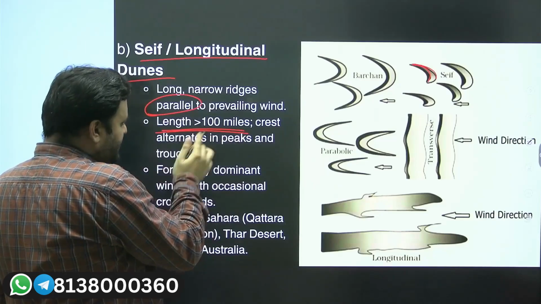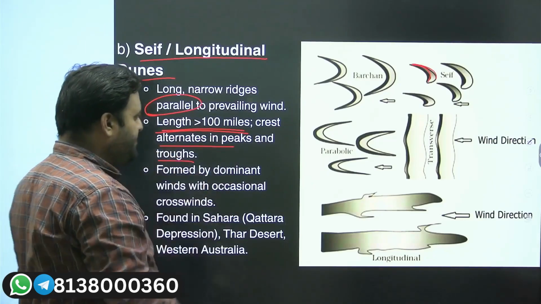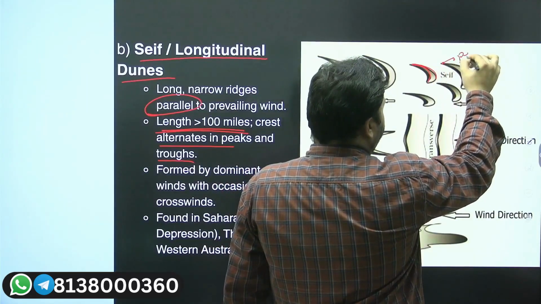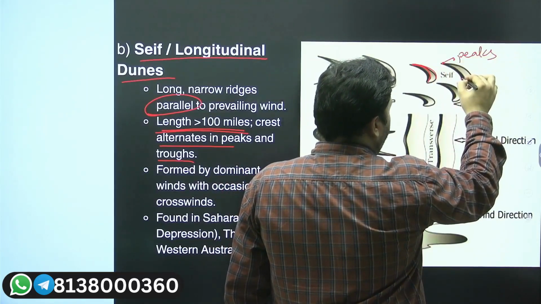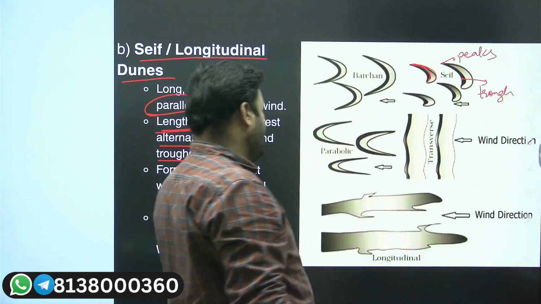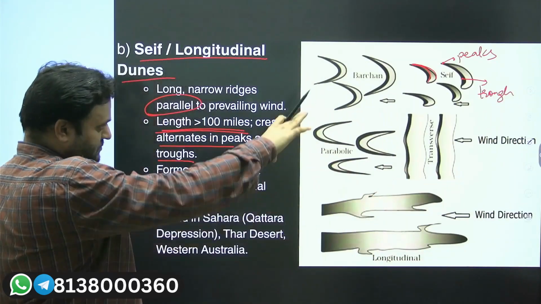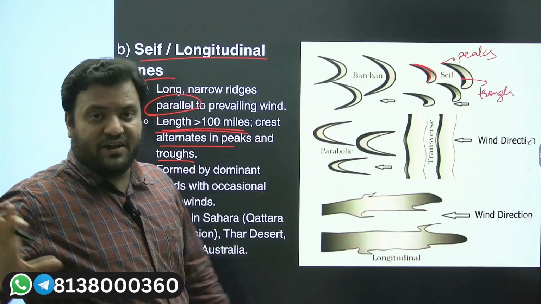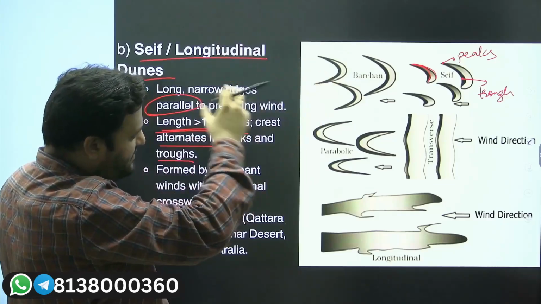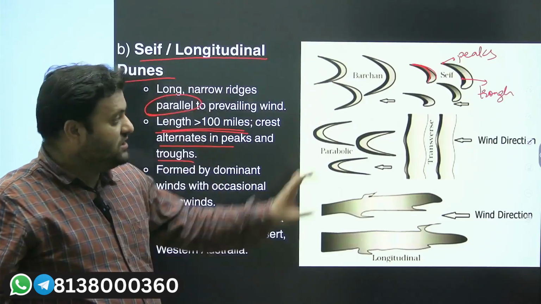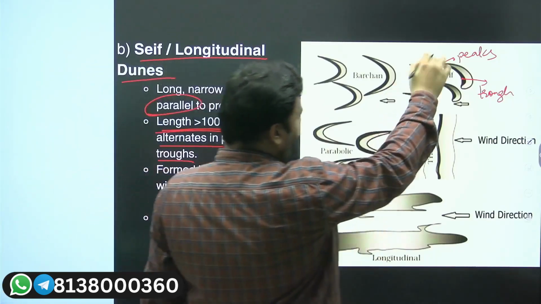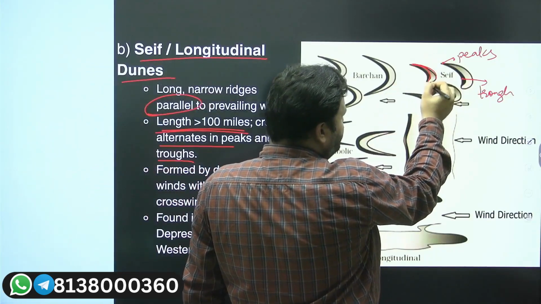Their crest is basically with alternate peaks and troughs. Here you will see that we have alternate peaks and alternate troughs. They are actually formed whenever the winds are so dominant, and yes, whenever we have crosswinds as well. So these seif kind of topographical features will be formed, and yes, the other end of this seif will be open.